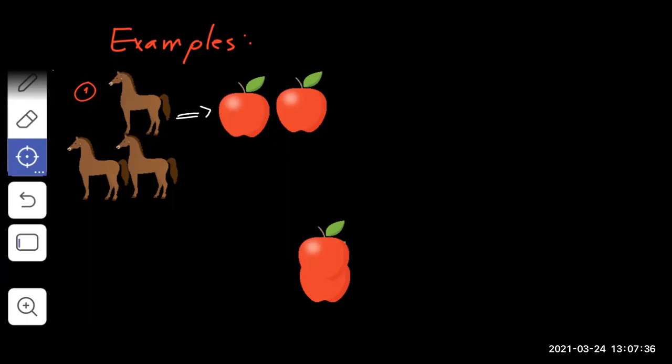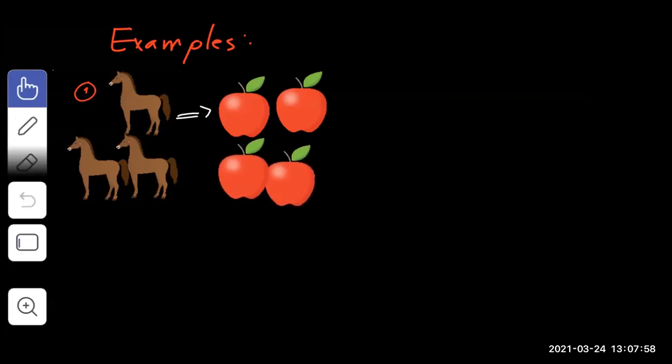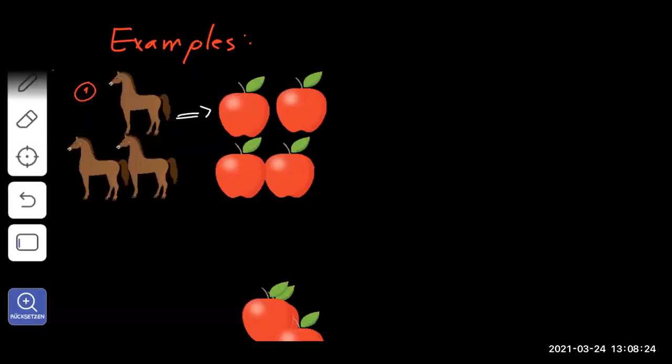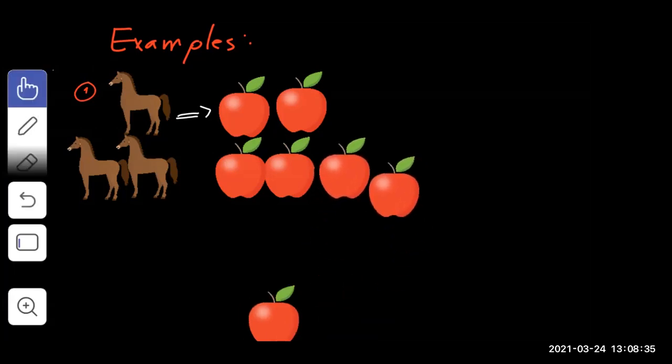Four apples. Can someone confirm that? Six. Is that true? For one horse, I need two apples. Excellent. For two horses, how many apples do I need? Four apples. For the first horse, I need two apples, then I will be needing two more apples. You said four apples. Okay, for one horse, two apples, but I have two horses, so I need to add two more apples. For the second horse, I'm gonna need two apples.